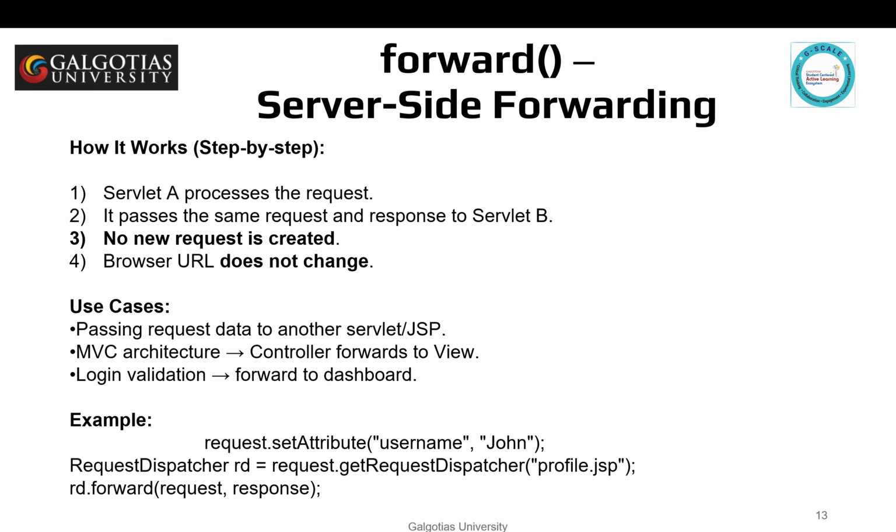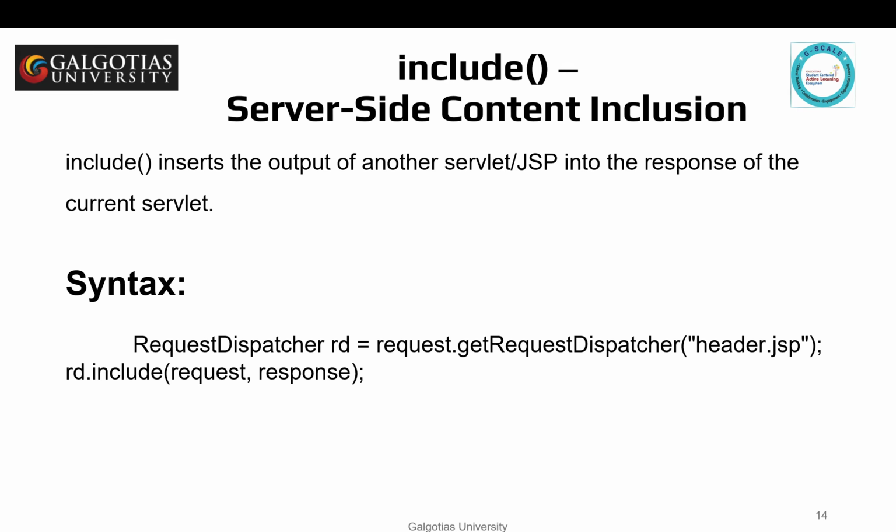In forward method, servlet A processes the request, passes the same request and response object to servlet B. No new request is created and the browser URL does not change. This makes it efficient and secure. Forward method is commonly used when passing request data to another servlet or JSP, implementing MVC architecture, validating login and forwarding to dashboard. Example is setting an attribute and forwarding it to a profile page.